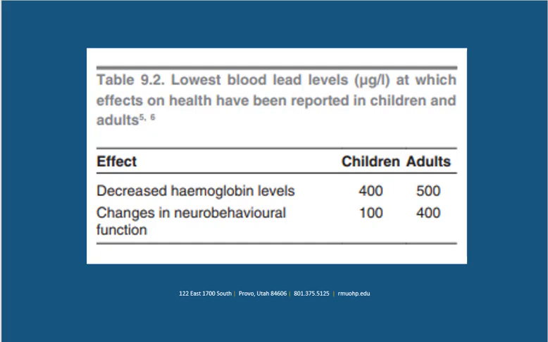So this table here shows the lowest blood lead levels at which effects on health have been reported in children and adults. And then we see there the different levels between those two groups. Again, this is to illustrate that even though there may be occupational epidemiology, if you're doing work on that population, you can't always translate the findings to the general population.